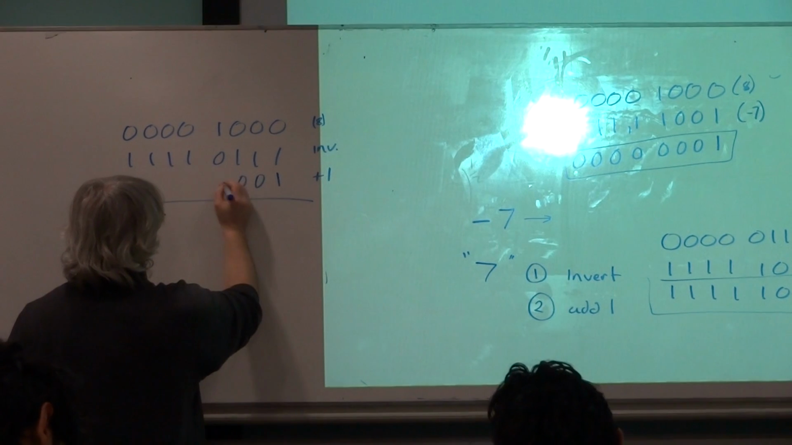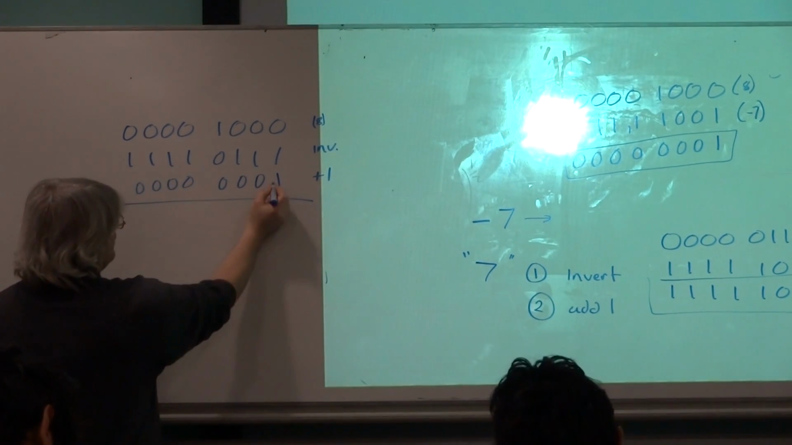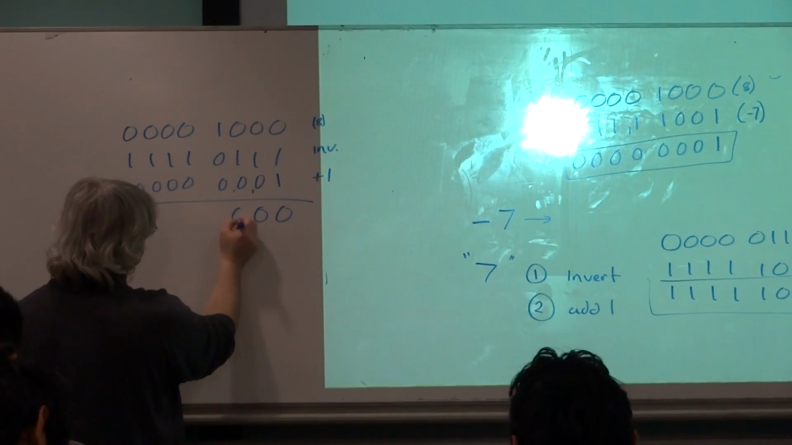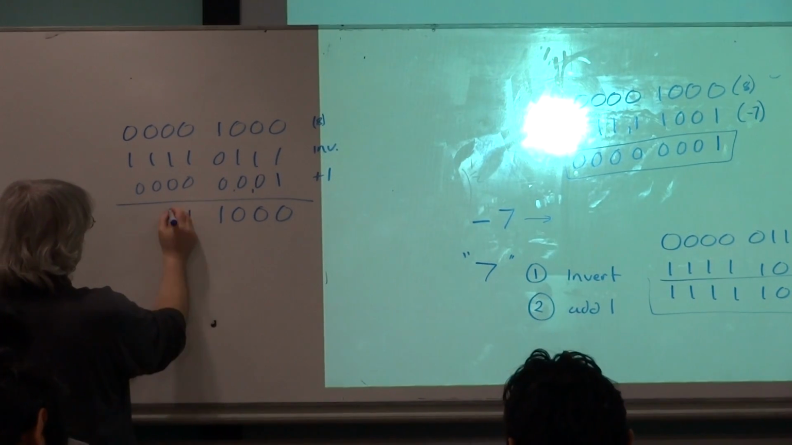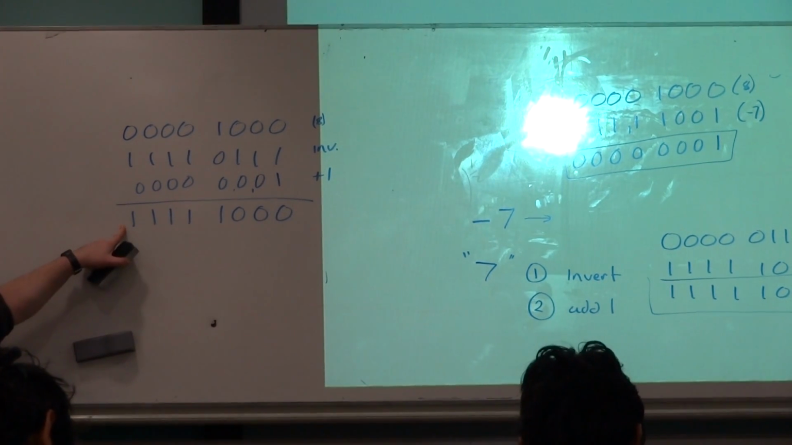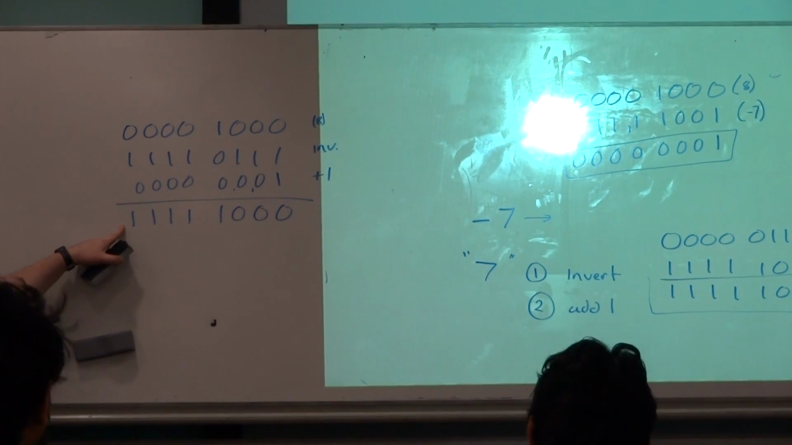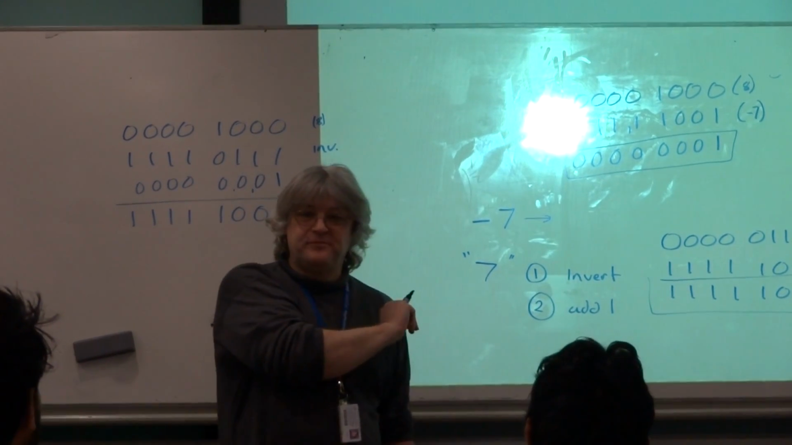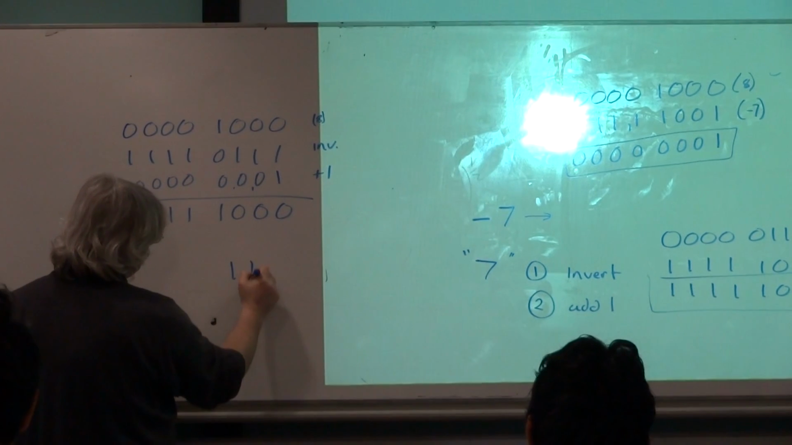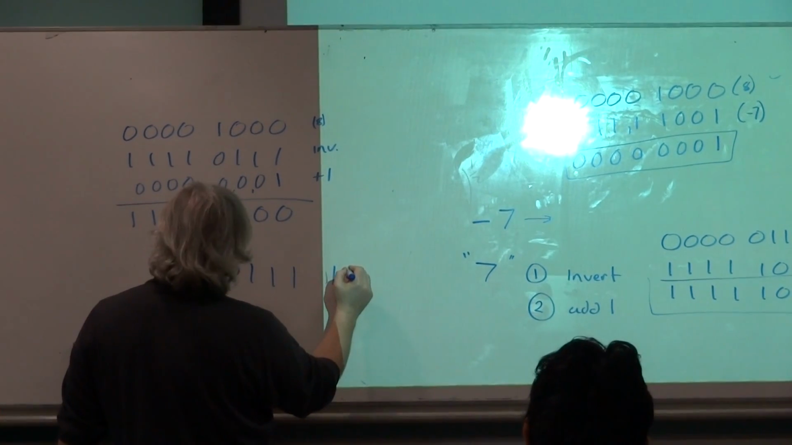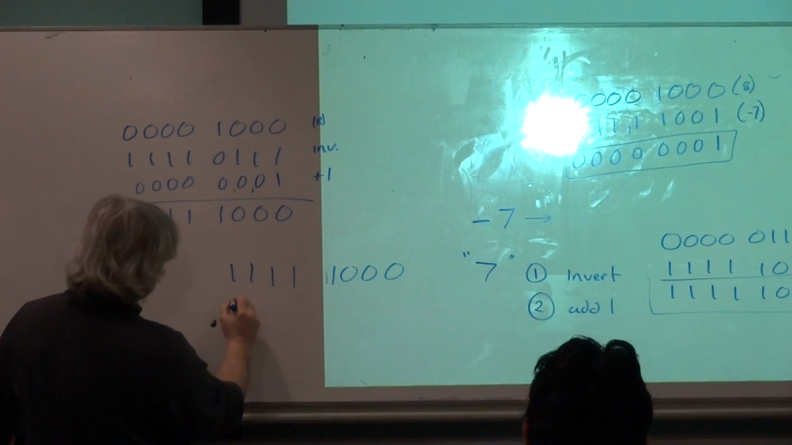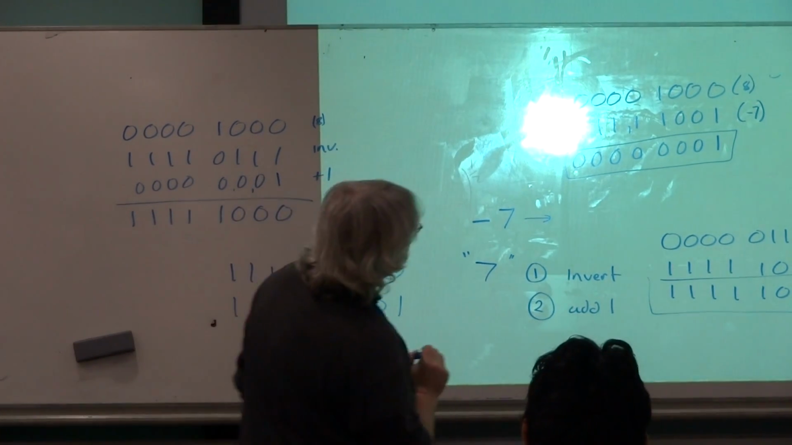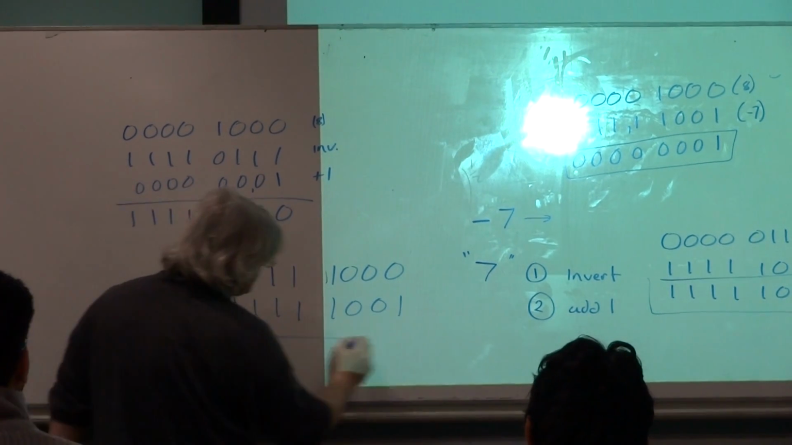1 plus 1 is a 0, carry a 1, so that's a 0, carry a 1, that's 0, 1, 1, 1, 1, 1, 1. So apparently, that is 2's complement notation for minus 8. We'll then add that to the minus 7 and see what we get. Okay, I think that's right. Perform this addition.